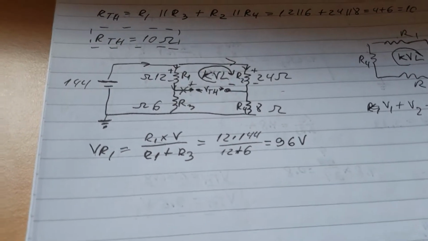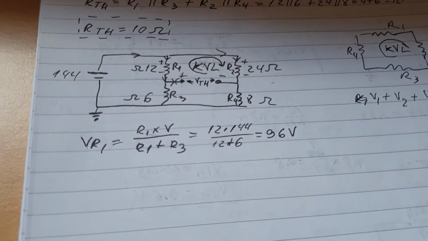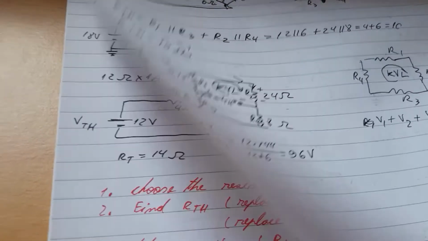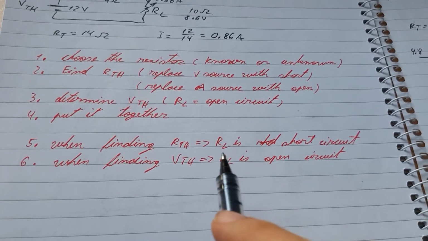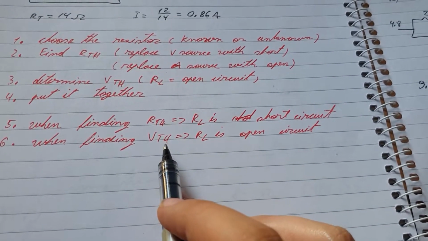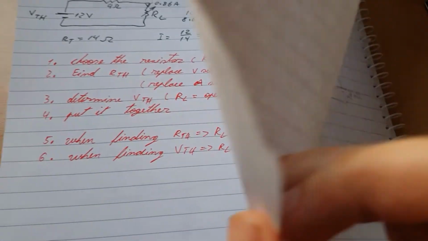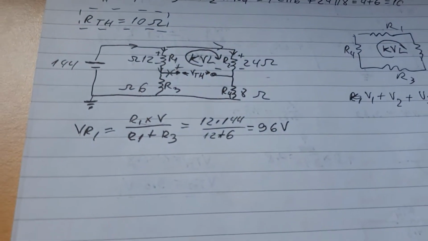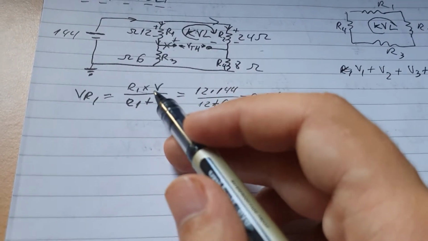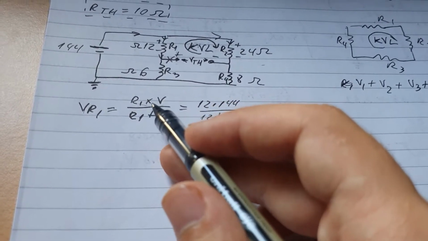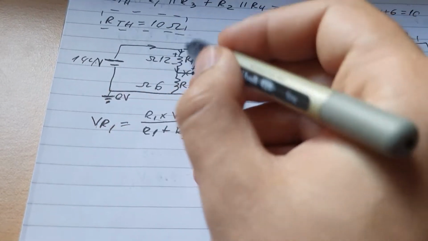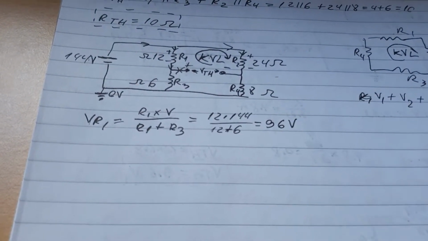I cannot explain this simpler than that, to be honest, and I really hate that. I don't like that one of the rules is that when you calculate RTH it's a short circuit, but when you calculate VTH it's an open circuit, because it makes it a lot more complicated, doesn't it? But we applied this formula before as well, and again this works because it's zero voltage in here and it's 144 volts coming through the top, and the difference of voltage is nothing really.